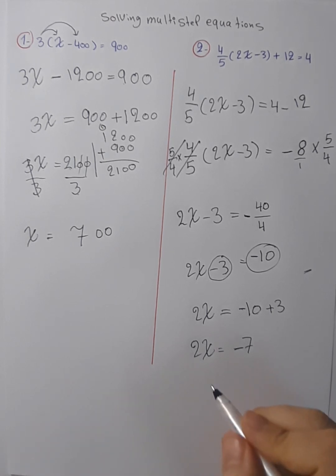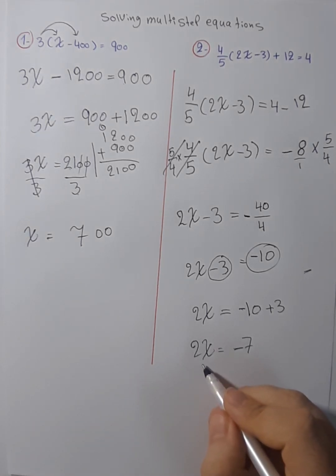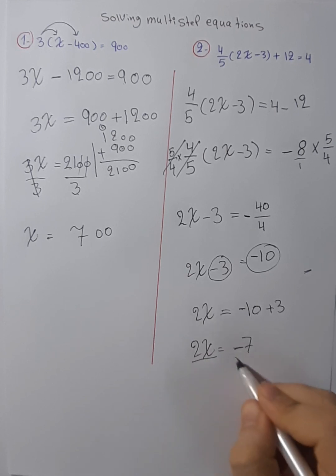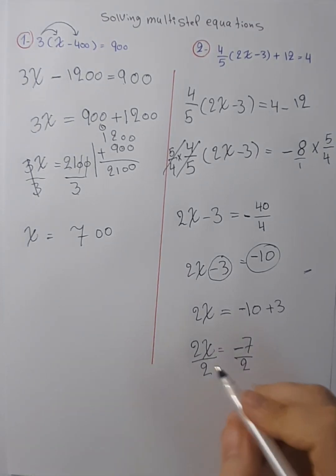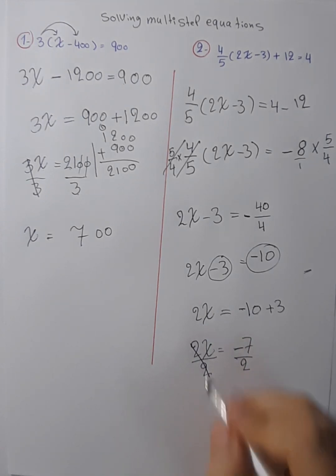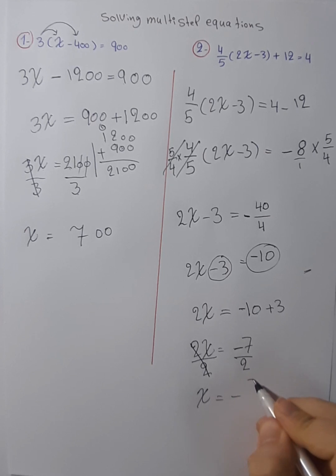After that we have to divide both sides by 2. These two 2's are reduced. X stays. X equal to negative 7 out of 2.